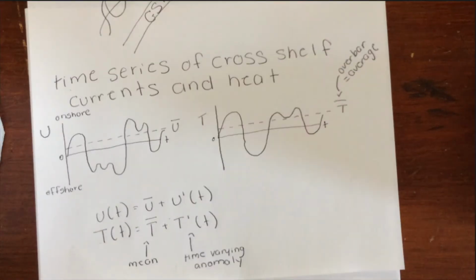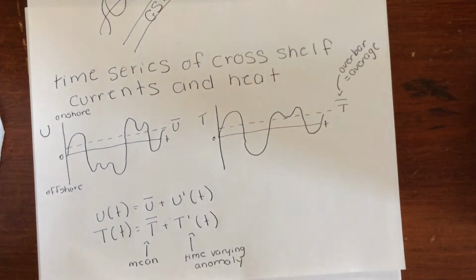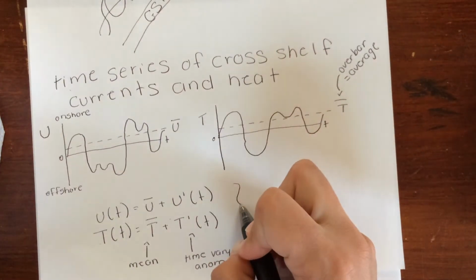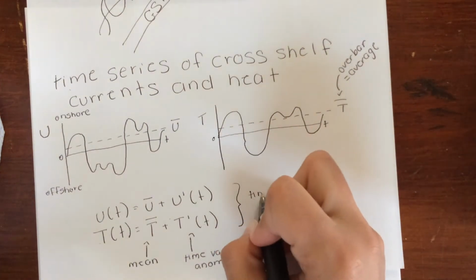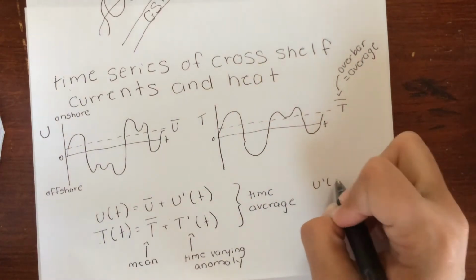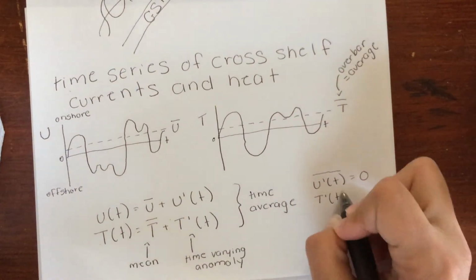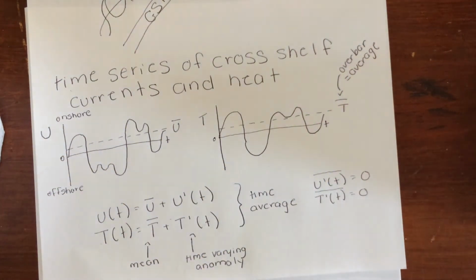If we think about what the plot of the time-varying anomaly would look like for both velocity and temperature, it would have the same shape as the two plots above. However, it would be shifted up or down by the mean, and therefore centered around 0. So, if you take the average of each of the time-varying anomalies, it will always be 0.